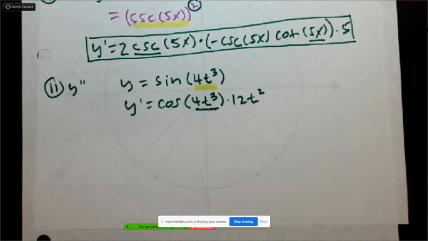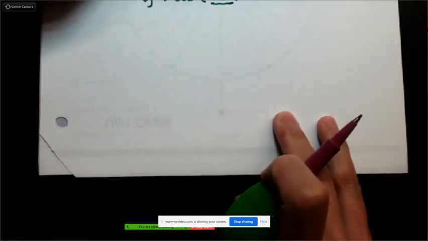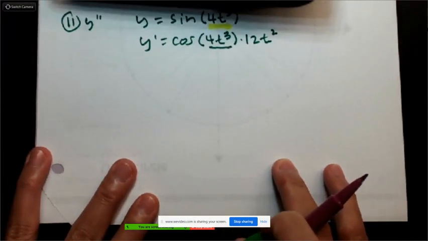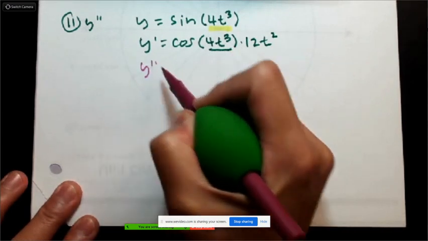Now let's go to our second derivative. See if I can move this up. Okay. So y double prime.